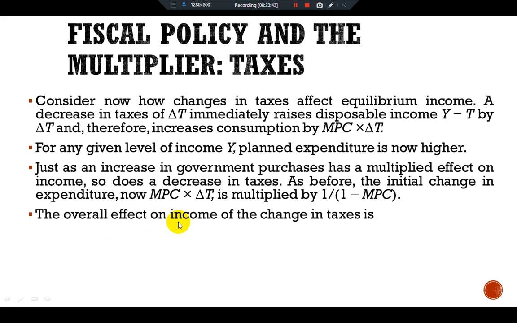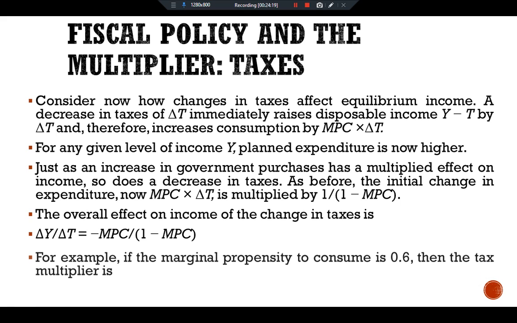Thus, the overall effect on income of the change in taxes is delta Y over delta T equal to minus MPC over 1 minus MPC. This expression is the tax multiplier: the amount income changes in response to a $1 change in taxes. The negative sign indicates that income moves in the opposite direction from taxes.